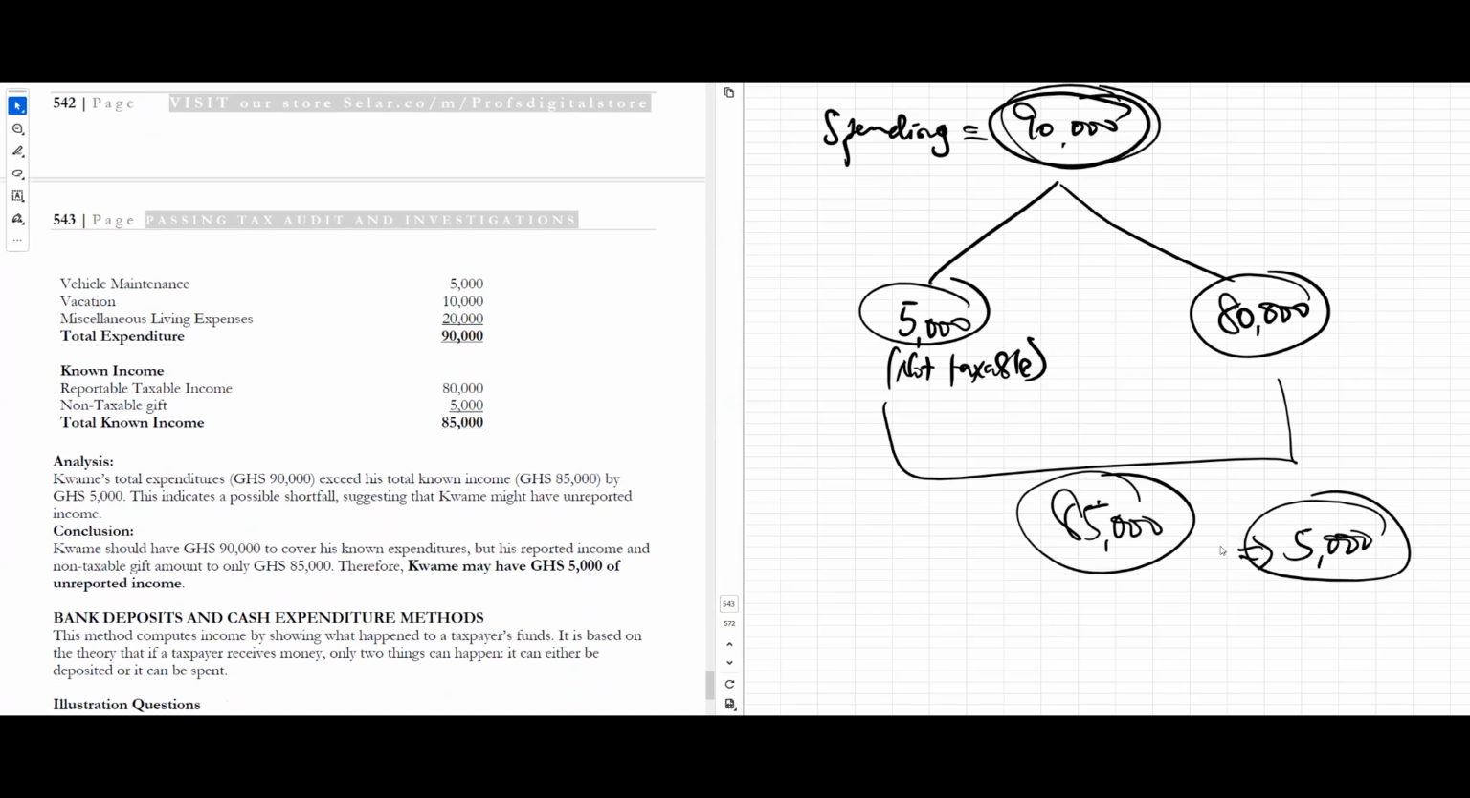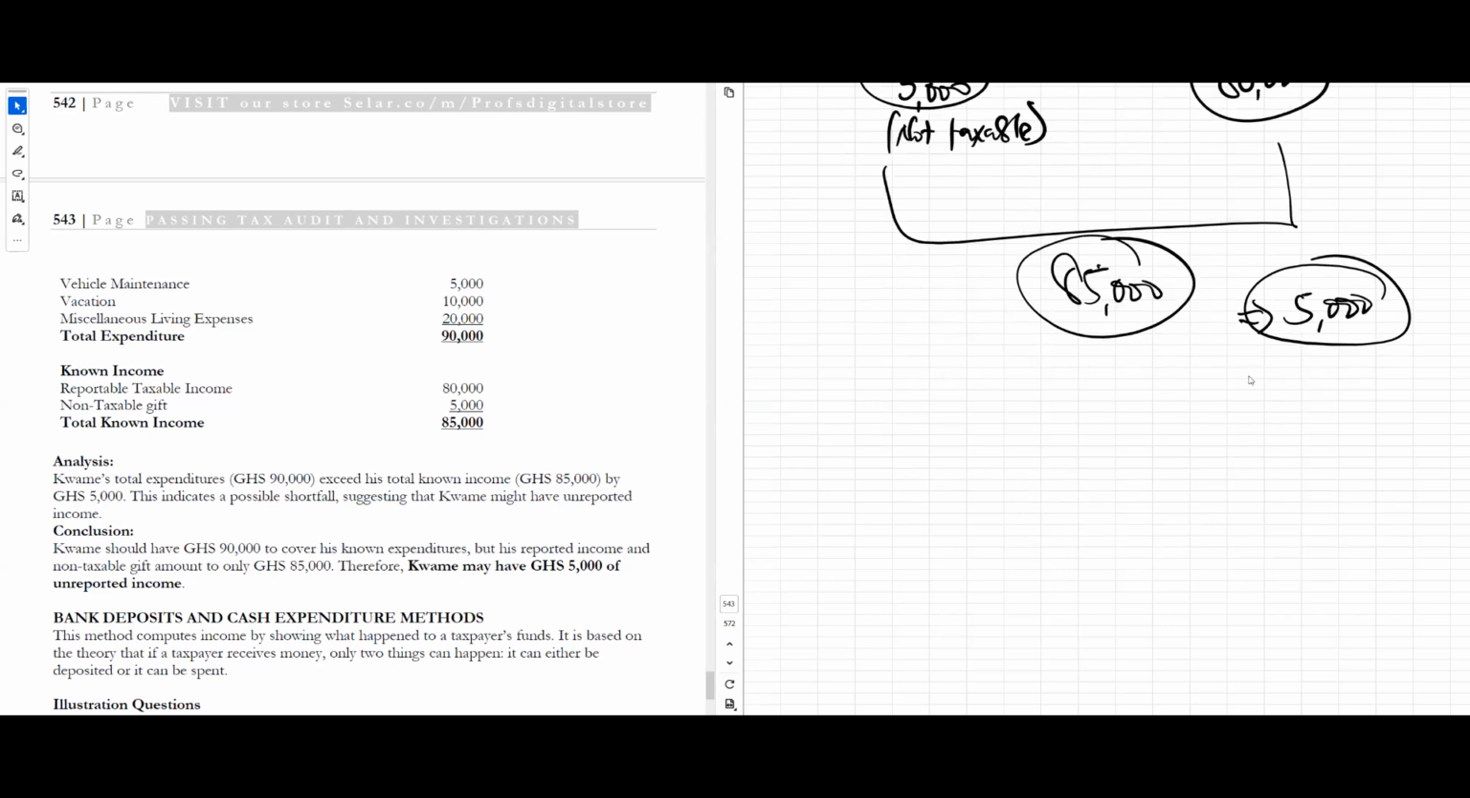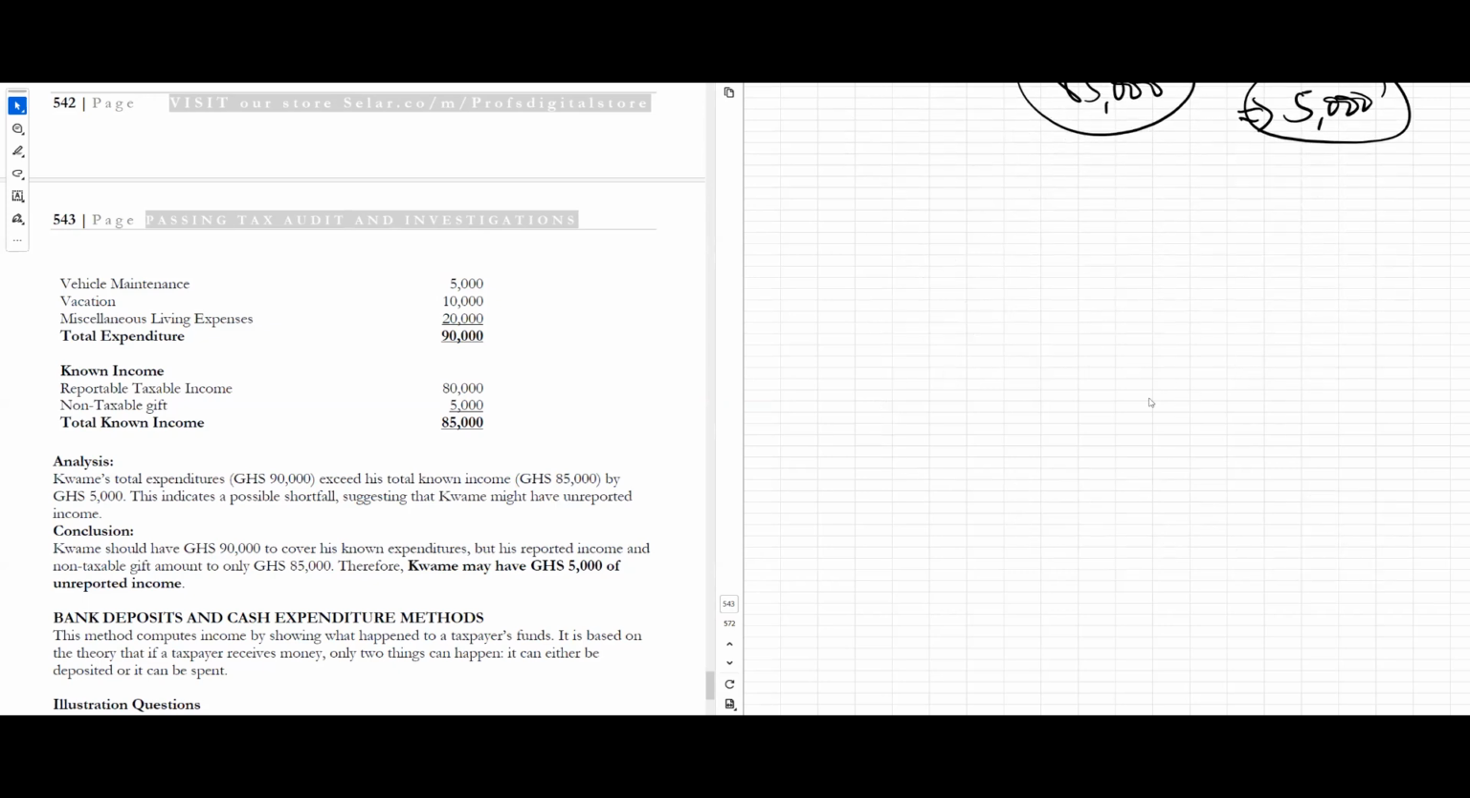Do you get it? So it means that there's a false and misleading statement. If this was a willful default, he's going to pay 100% of the tax. If it is unintentional, he'll pay 30%. We'll come and look at all that. All right, so that is one method you have learned.